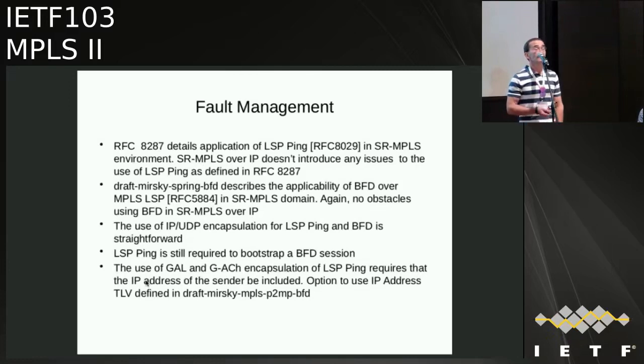Both documents, RFC 8287 uses recommendation for RFC 8029 IP/UDP encapsulation. If someone is looking for non-IP encapsulation, then there is an issue with preserving the source ID. Source ID can be preserved using the IP address TLV proposed in the draft that discusses MPLS applicability of point-to-multipoint BFD.